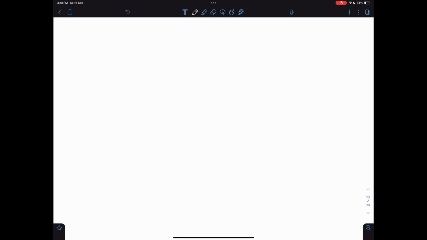Now we will look at transformations of functions. There are three that you need to know about: translation, reflection, and stretch. And we will start with translation.